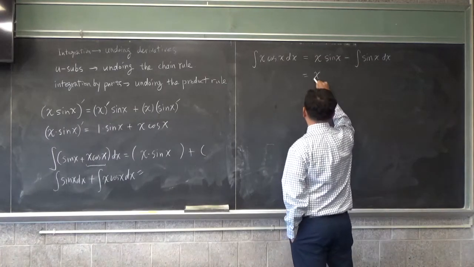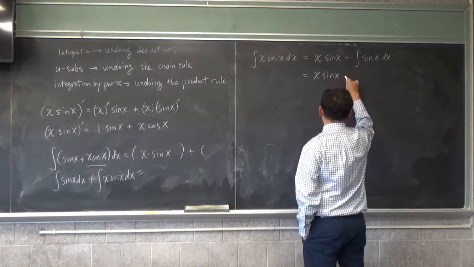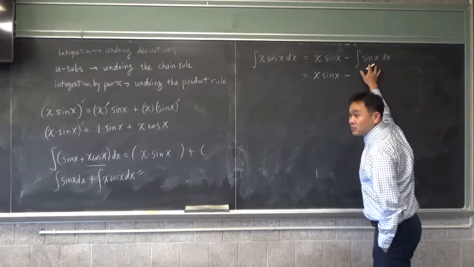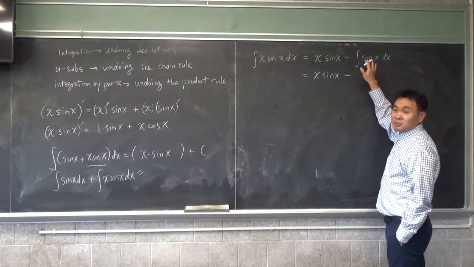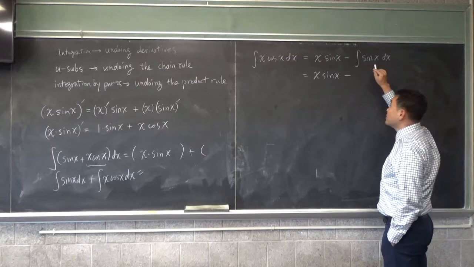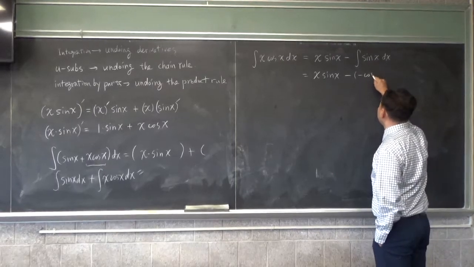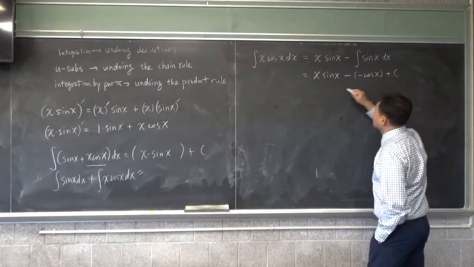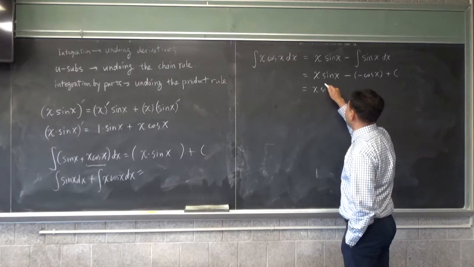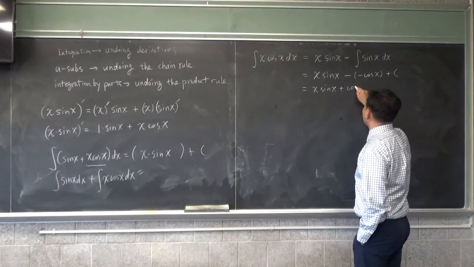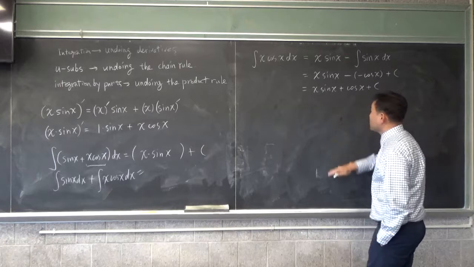Okay, so you have x sine x minus the integral of sine x. What's the integral of sine x? Negative cosine. So this is going to be x sine x plus cosine x plus c.